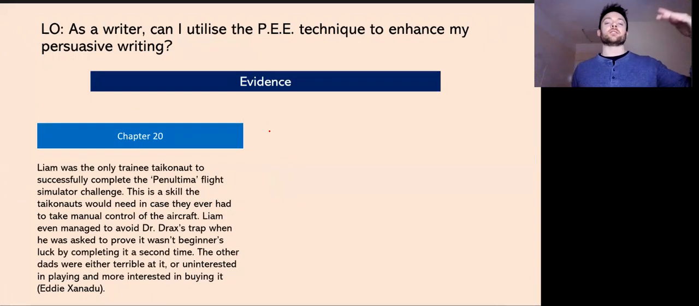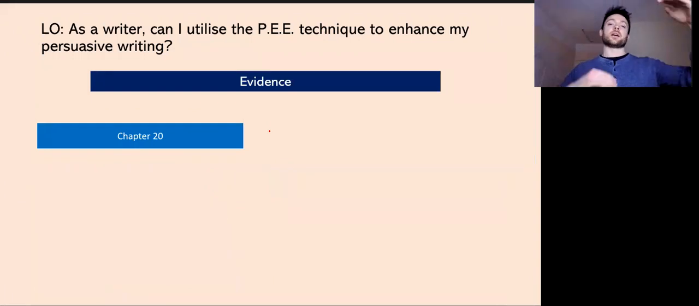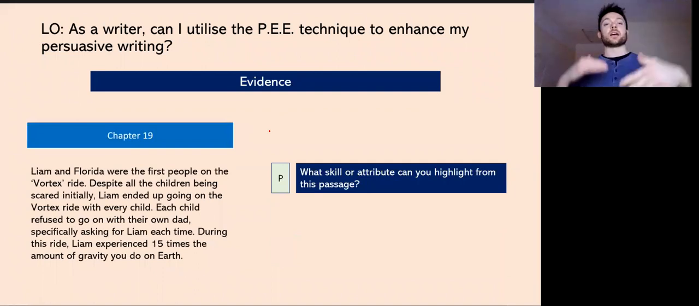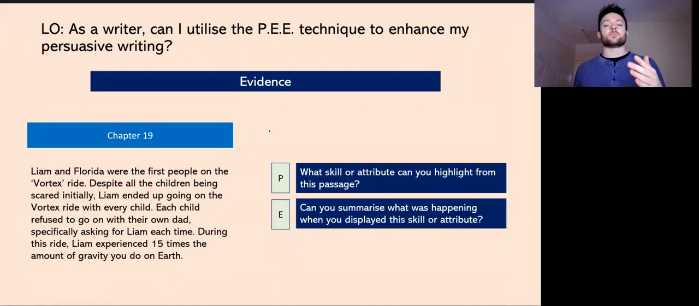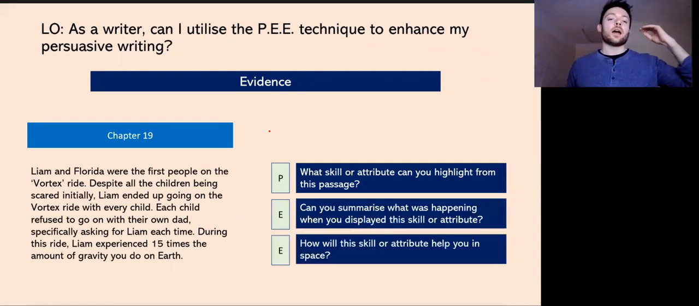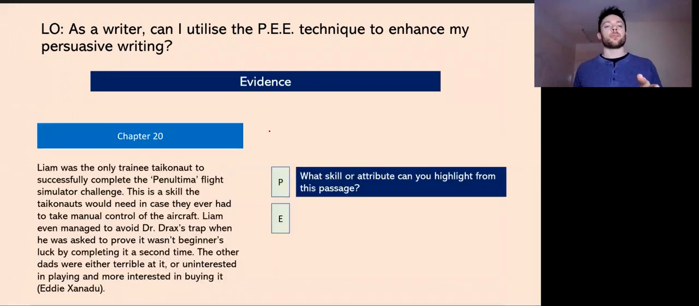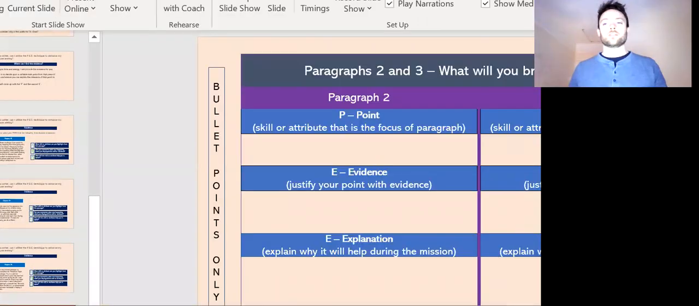Remember, you're going to be using these. On your sheet that I've given you on the Teams, there are these 3 pages, and then there is the plan, okay? So use the 3 pages, decide what good attribute you can highlight. Can you summarize what was happening when you displayed the skill, and how was this going to help you in space, okay? Put them in here, and then upload it, and you're good to go, okay?